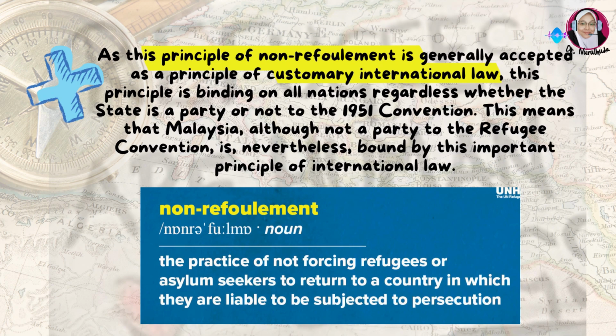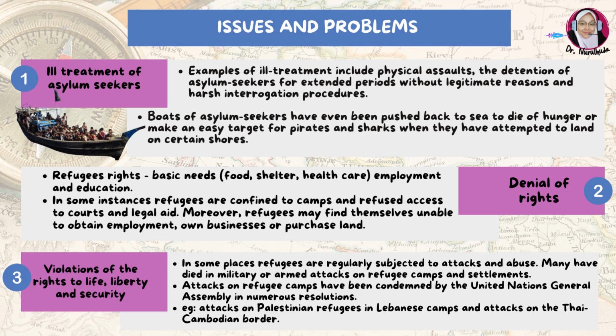All right, so as this principle of non-refoulement is generally accepted as a principle of customary international law, this principle is binding on all nations, regardless whether the state is a party or not to the 1951 Convention. This means that Malaysia, although not a party to the Refugee Convention, is nevertheless bound by this important principle of international law.